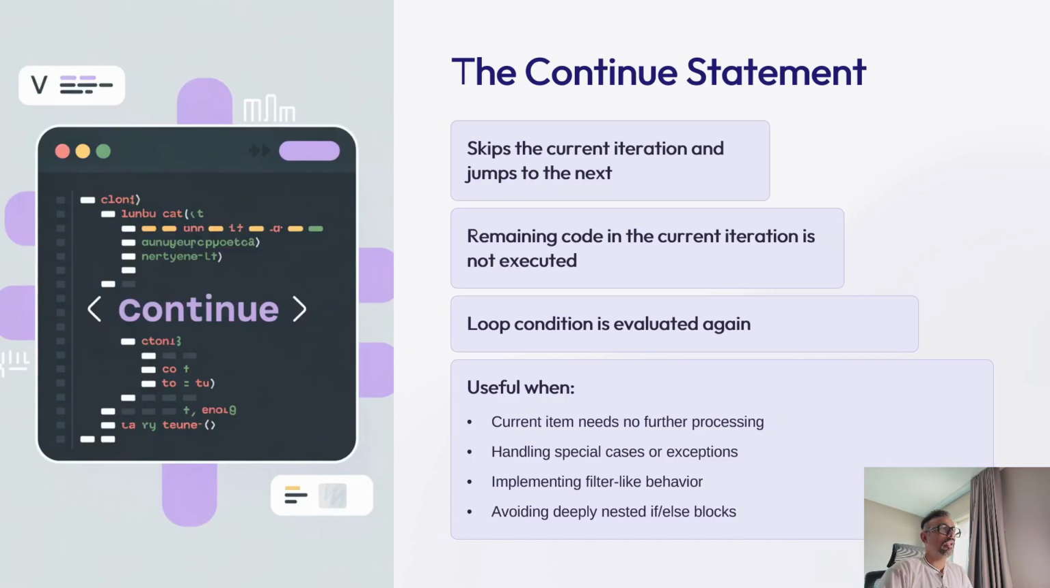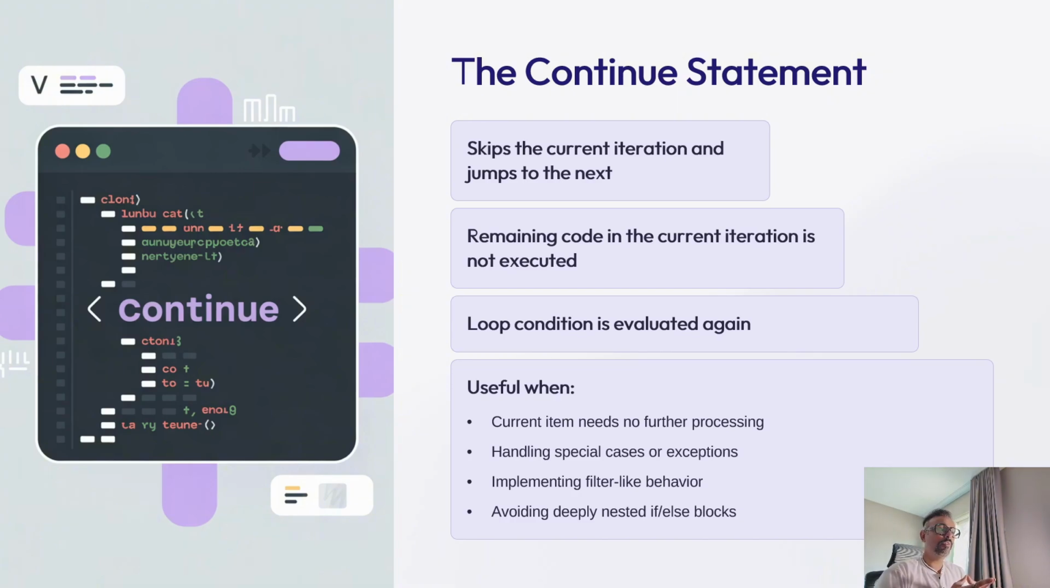Now let's talk about the continue statement. The continue statement provides a way to skip the current iteration of a loop and proceed directly to the next iteration. When Python encounters a continue, it jumps back to the top of the loop, which reevaluates the loop condition and starts the next iteration if the condition is still true. Any code in the loop that comes after the continue statement is skipped for that iteration.